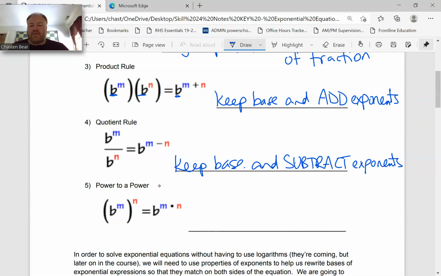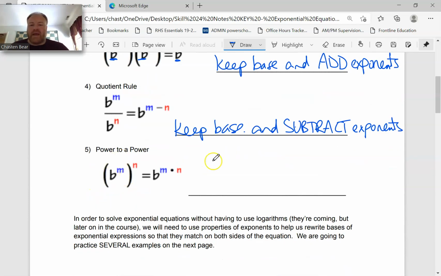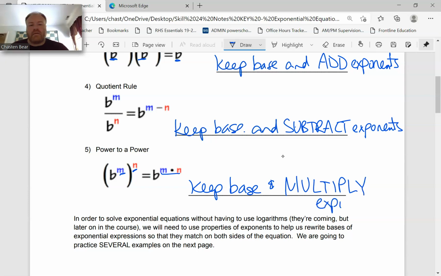And then the last one that we'll need to encounter is the power to a power. What that says is if you have something raised to an exponent and you raise that thing to an exponent, multiply the exponents. So keep the base and multiply exponents.